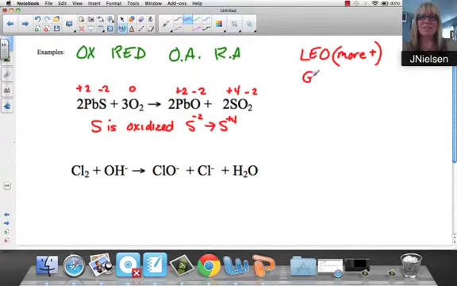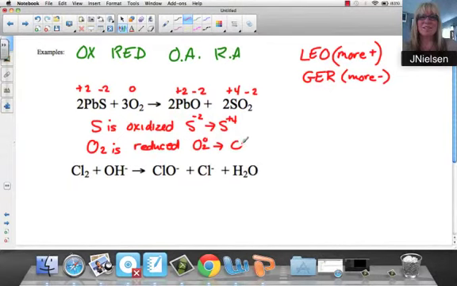And when we have a gain of electrons, you're gaining electrons, you're becoming more negative. It's an easy way to think about it. So we saw that oxygen was going from 0 to -2. Therefore, oxygen is reduced. So O2 is reduced because it's going from O2 0 to O -2.